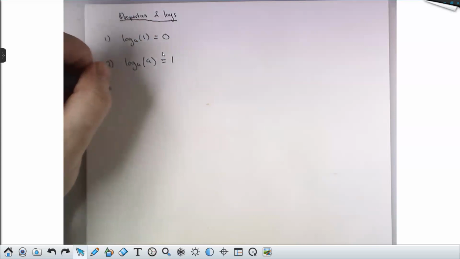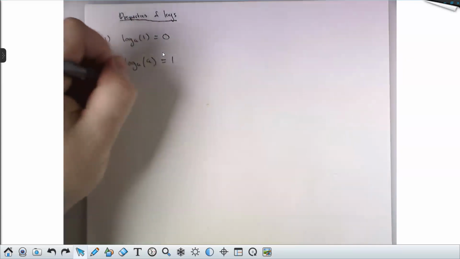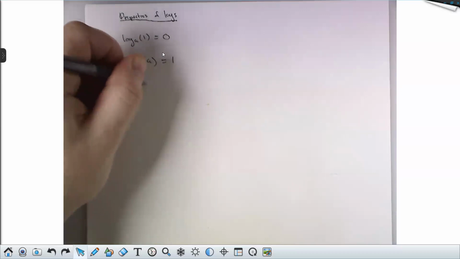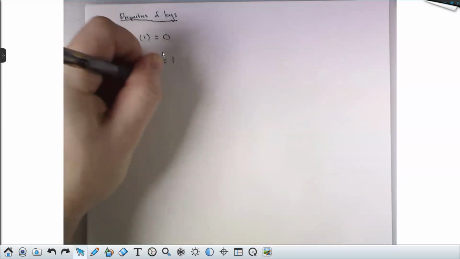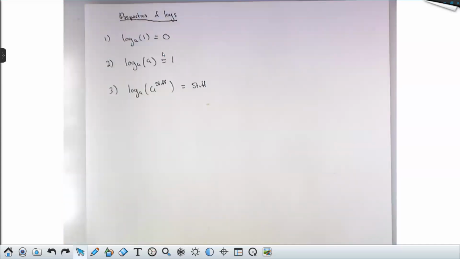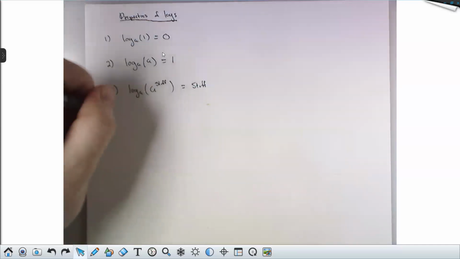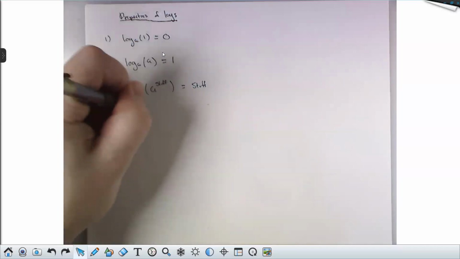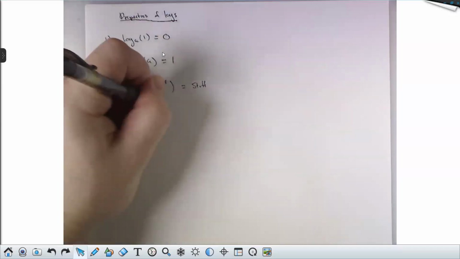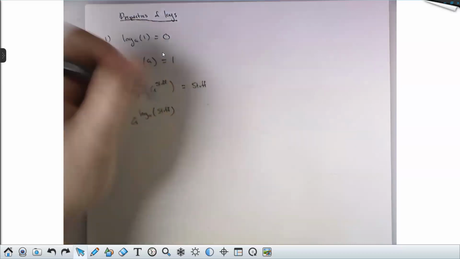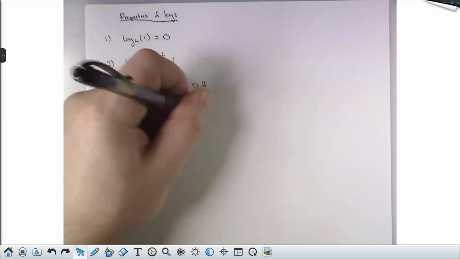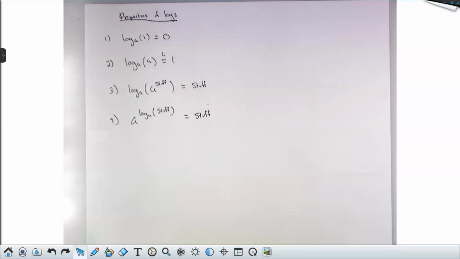The last two here, your book lists them again, is that the base a log of a to some stuff, whatever that stuff is, will always be that stuff. And we can go the other way: a raised to the base a log of some stuff, whatever that stuff is, will always just be that stuff. Right, so the base a log of a to your mom is your mom.